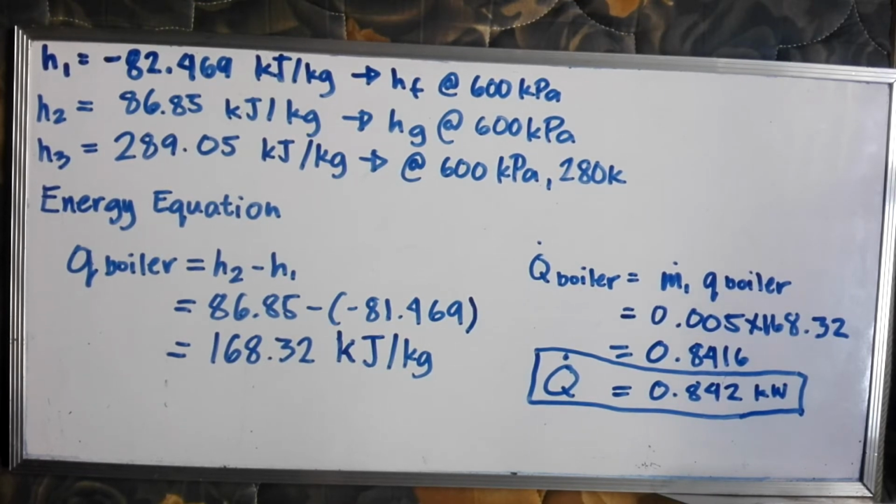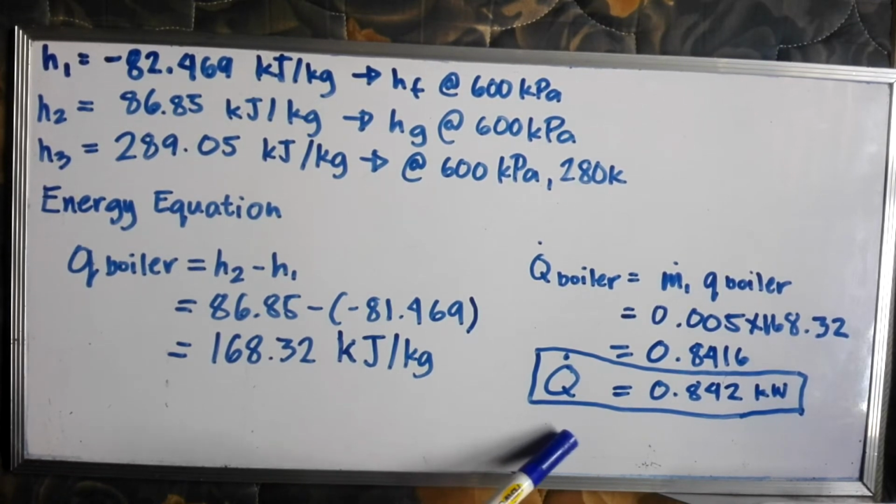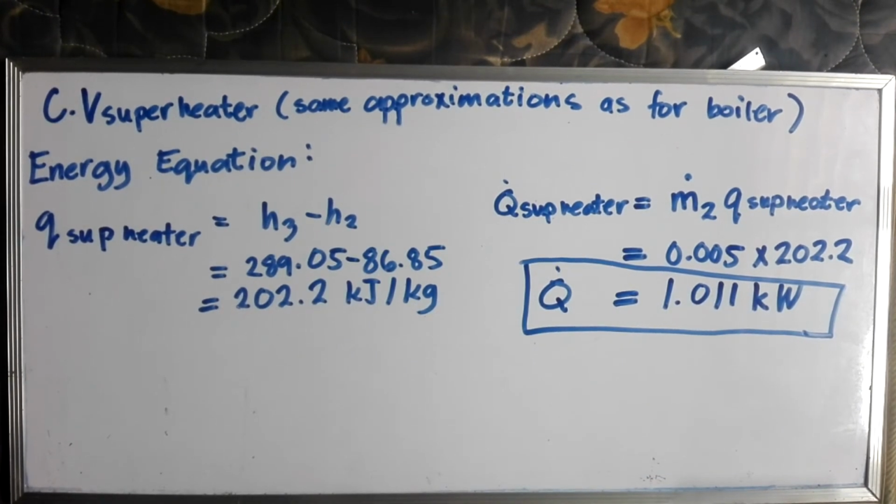The Q dot of the boiler will be the mass flow rate times Q boiler. That will be equal to 0.005 times 168.32, which is equal to 0.8416. So the heat transfer rate of the boiler is equal to 0.842 kilowatts. Okay, the CV of the superheater will have the same approximations as for the boiler.